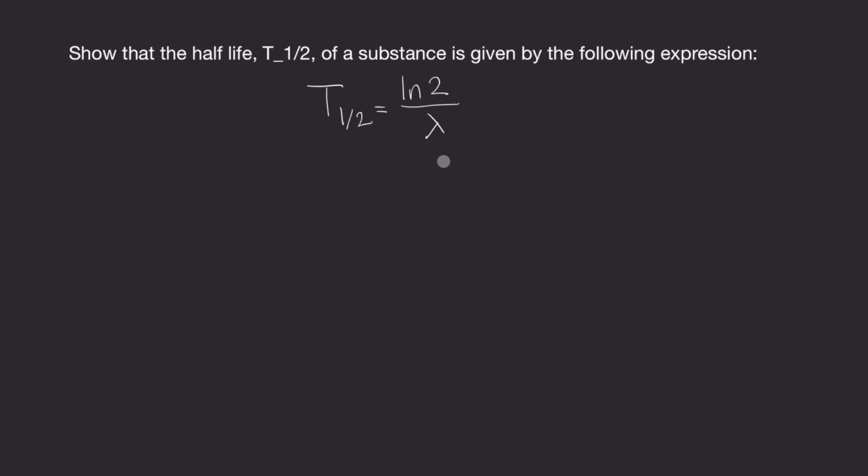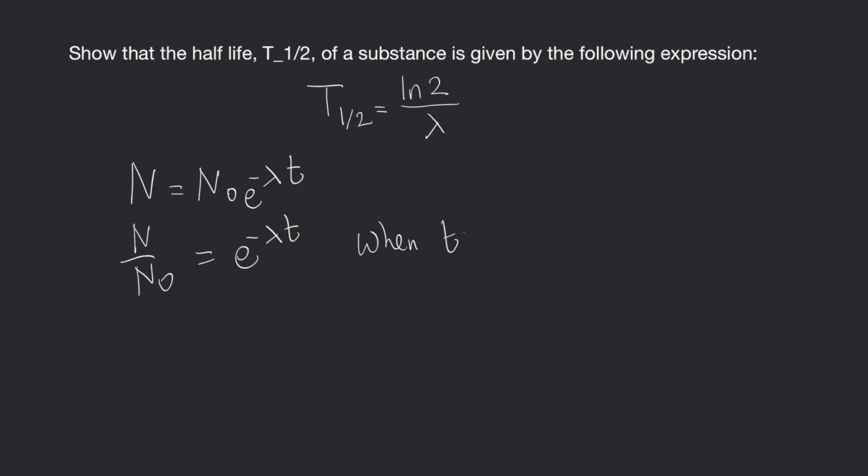Let's show that this equation is true. We're going to start off by using our decay equation that N is equal to N naught e to the minus lambda multiplied by t. Then we can say that N over N naught is equal to e to the minus lambda t. But when the time is equal to the half-life, N over N naught as a fraction should be a half. So 1 over 2 is equal to e to the minus lambda T-half.